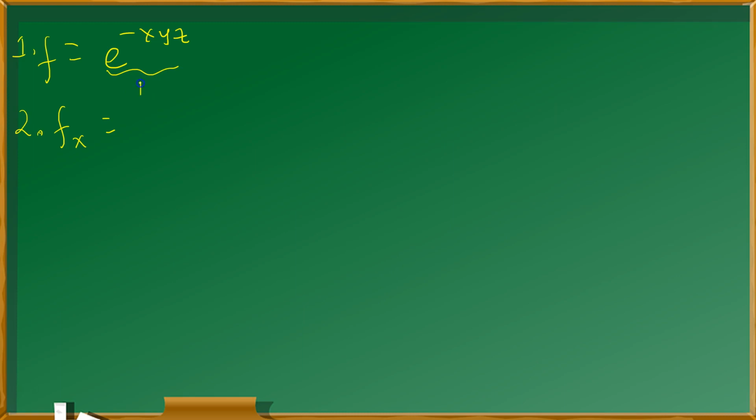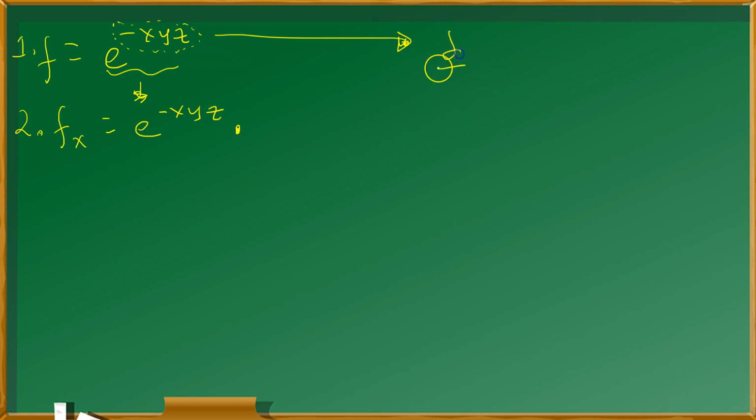So you just copy this whole thing straight down, so it becomes e to the negative xyz. And the only difference after that is you multiply by the derivative of the exponent. The derivative of the exponent with respect to x, that is. Let's work that out on the side here. Let me do that over here. So I'm just differentiating just the exponent part.